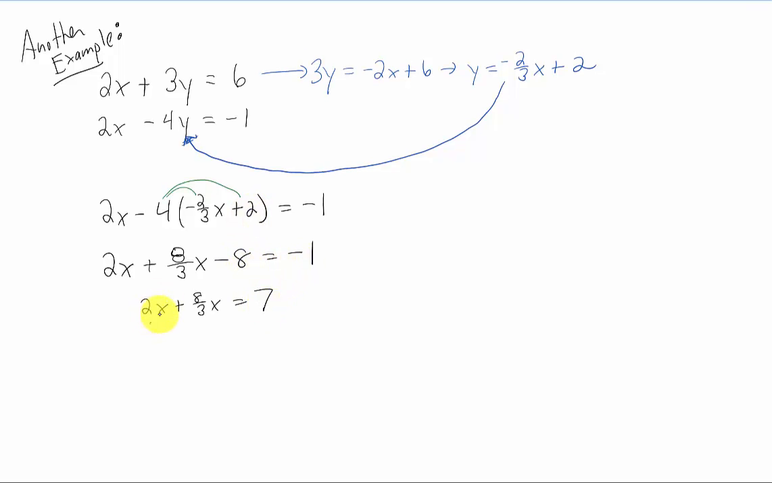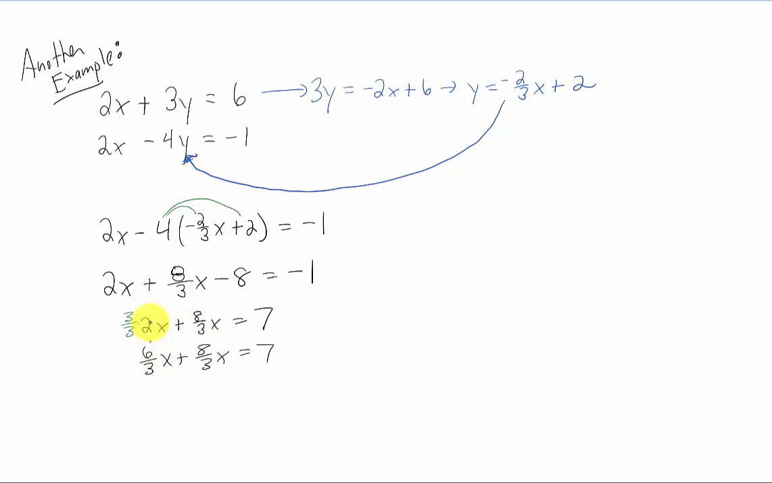And now we need to combine 2x and 8/3 x. We need a common denominator for that, so we change 2 into 6/3. We now get 14/3 x equals 7. If we multiply by 3 and then divide by 14, now we can reduce by dividing everything by 7. I'm getting x is 3/2.